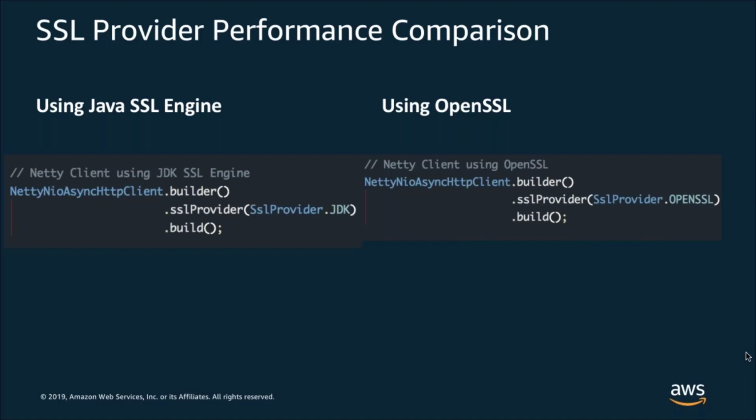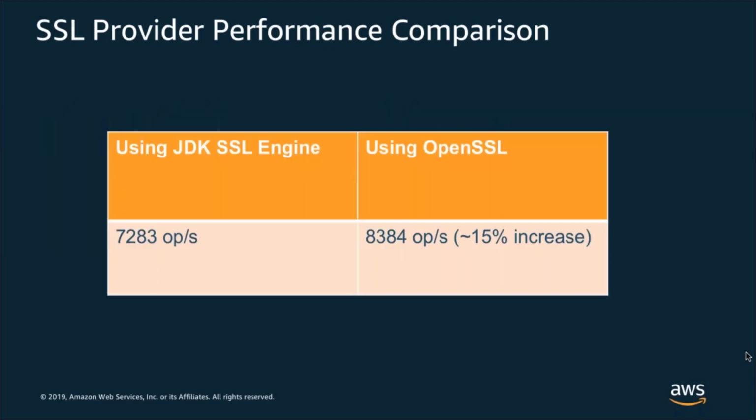We have benchmarks to compare the performance of using those two. And from our baseline, using the JDK SSL engine, you can get around 7,200 operations per second, and switching to OpenSSL, you can get around 8,300 operations per second. That's roughly a 15% increase in throughput. Again, with this data, we can give guidance to our customers to prefer OpenSSL in their application to get the performance gain.